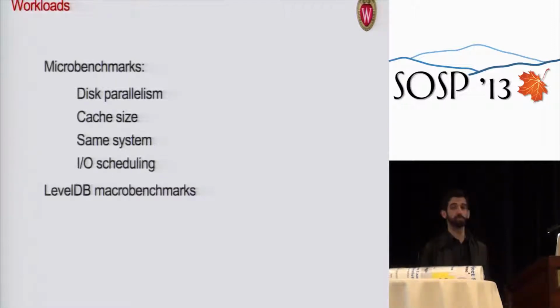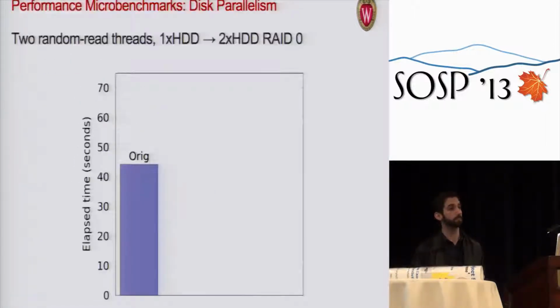So to evaluate the performance, we have our 4 microbenchmarks that we developed that investigate differences in disk parallelism between systems, cache size, one that actually makes no difference in the system at all and just simply replays the same workload on the same system. And finally, experimenting with different I/O scheduler parameters. We also have a pair of LevelDB macrobenchmarks that we use later to investigate some of the low-level details of how this ends up happening.